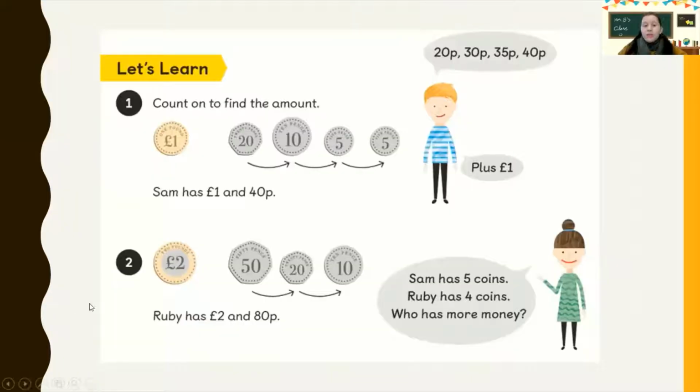So they did the same as us. They counted on to find the amount. He counted on in his head. He knew that 20 add 10 was 30p, add 5 was 35, add another 5 was 40p, plus that pound as well. Sam has 5 coins and Ruby had 4 coins. So you would think that Ruby would have more money, but that shows you that the value of coins is what's important, not the number.